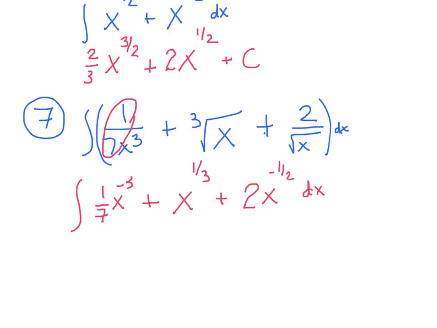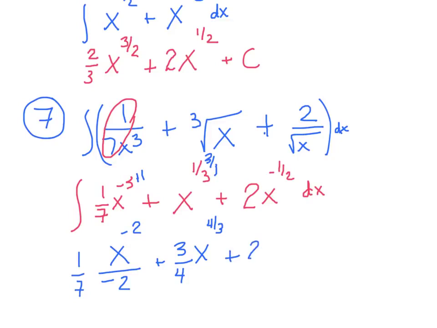All right, now that I've rewritten everybody to a power, now we'll integrate. Remember, we're adding 1. So if I add 1, I get x to the negative 2. It's a whole number, so I'm going to say divided by negative 2. And I'm just going to leave that 1/7 out front. Plus x to the add 1, so that's 3/3, so I get x to the 4/3. And instead of saying divided by 4/3, we're going to multiply by 3/4.